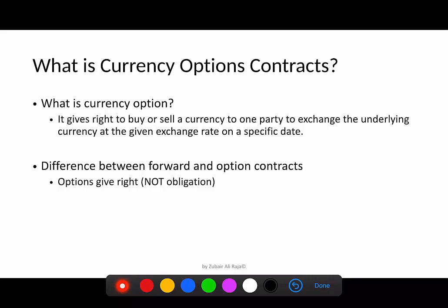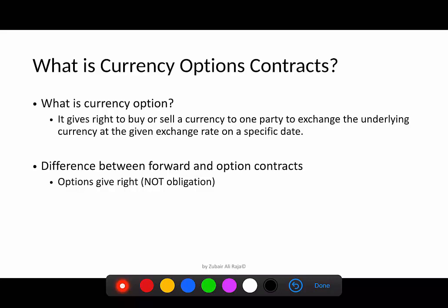The difference between the forward and the option contract is that in the case of a forward contract, once you enter into it, that's an obligation, but the option contract is not an obligation. So if I'm buying the option contract, it is giving me the right whether to exercise my contract or not to exercise my contract. And we'll understand it with specific examples as we move ahead.